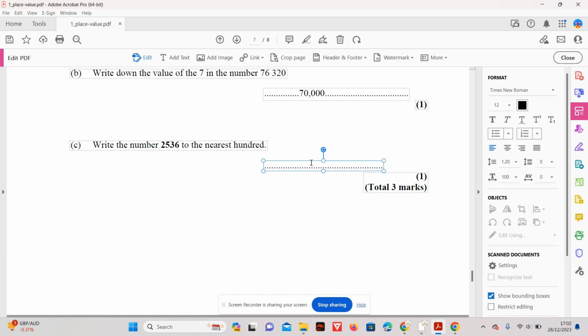The next one is write the number 2,536 to the nearest 100. So we're looking at our tens column again. So we've got a 3, so therefore it stays the same. So we're just going to put 2,500, round that down. If it was a 6 or a 5 or above, it'd be 2,600. And I think that's it.